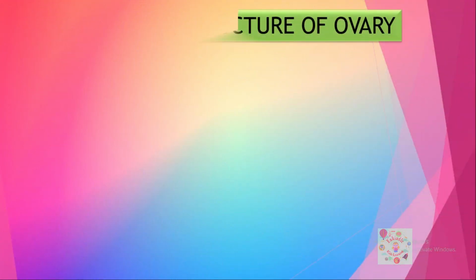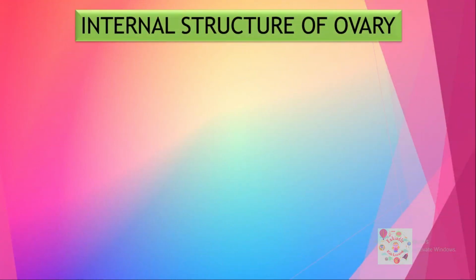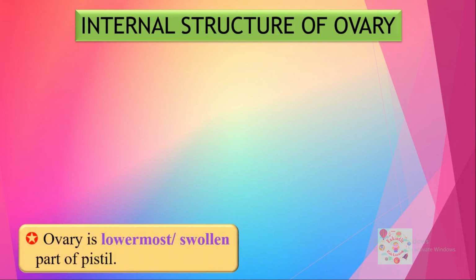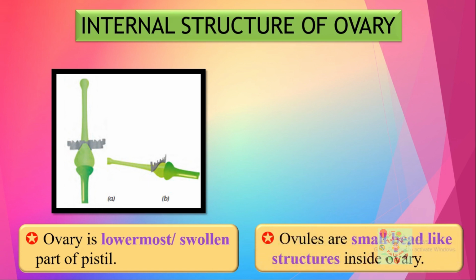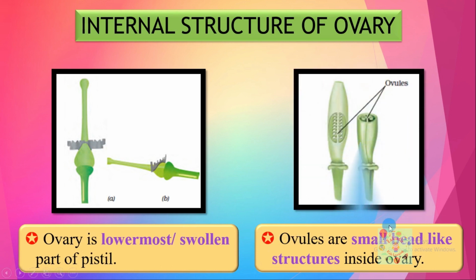Okay, now let's move forward. Here we will study about the internal structure of the ovary. Ovary is the lowermost or swollen part of pistil. This is the ovary. And if you cut open the ovary, you will find ovules. What are ovules? Ovules are small bead-like structures inside the ovary. You can see here, right? So this is inside the ovary. They are called ovules.